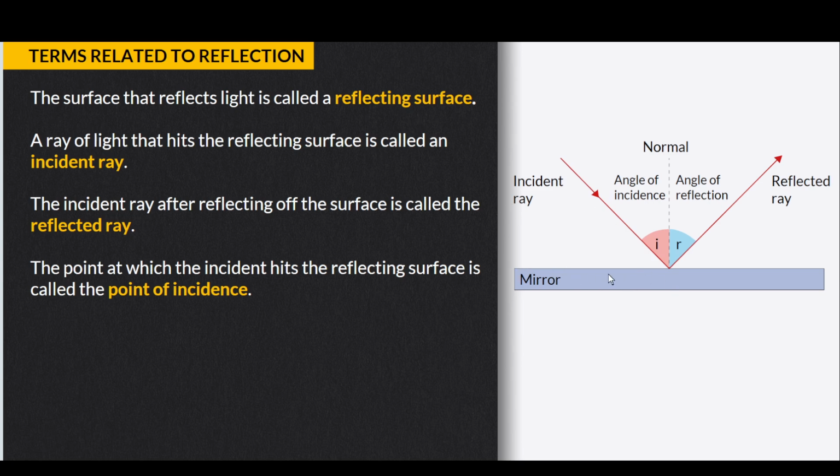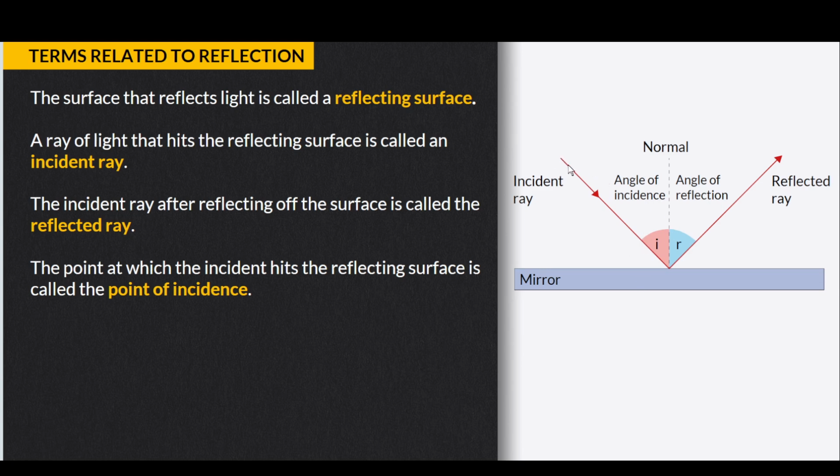Like here it is hitting the mirror. So this is the incident ray, and after it reflects from the surface, it is called the reflected ray. This is the reflected ray, which we represent with the help of an arrow. The point at which the incident ray hits the reflecting surface is called the point of incidence. And the normal is the perpendicular line on the mirror. This is the normal. Normal means perpendicular line. So there is an angle of 90 degrees between the mirror and the normal.